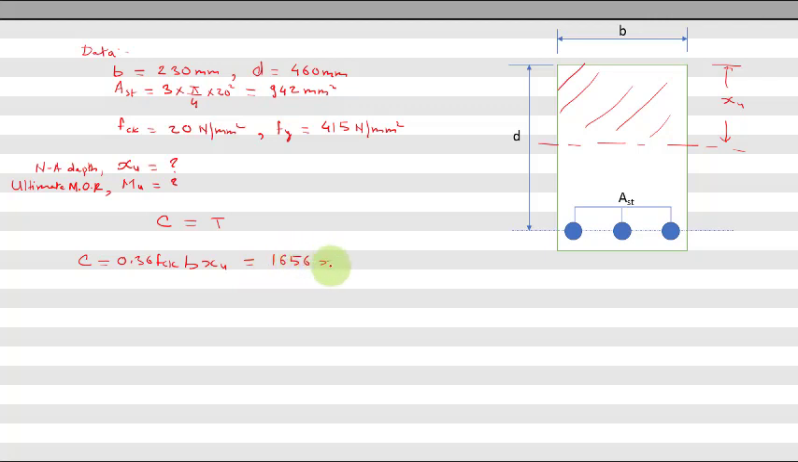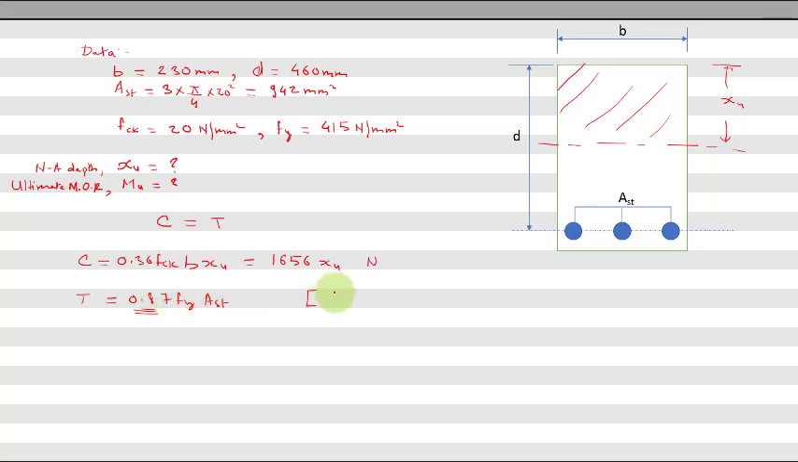total compression force as 1656 Xu. And what will be the unit? It will be Newton, because fck is in Newton per mm square, B is in millimeter, and Xu is also in millimeter. What about tension? It will be 0.87 fy into Ast. Now, why have I written 0.87 fy Ast? We have to understand the stress in steel is considered as 0.87 fy.